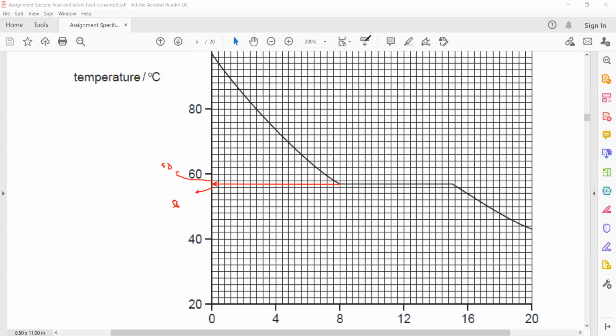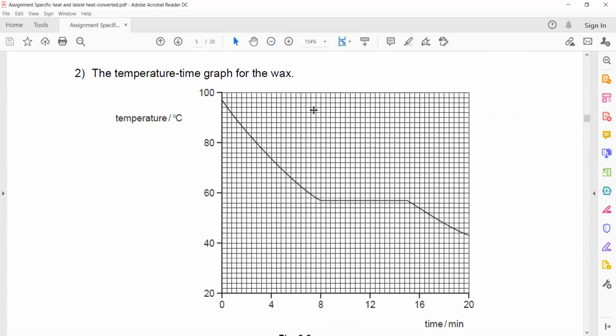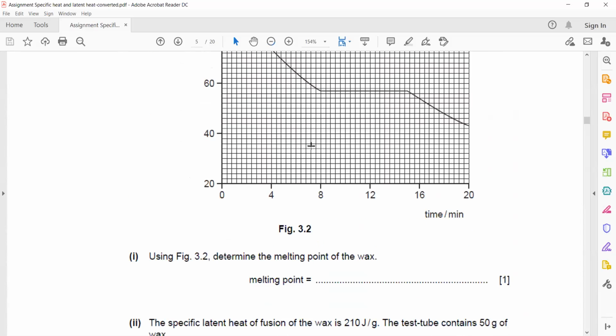When the temperature is constant, it means there's a change in state. So we work out its freezing point, and the freezing point and the melting point are the same. Like if I ask what is the freezing point of water, that's 0. What is the melting point of ice? That's also 0.